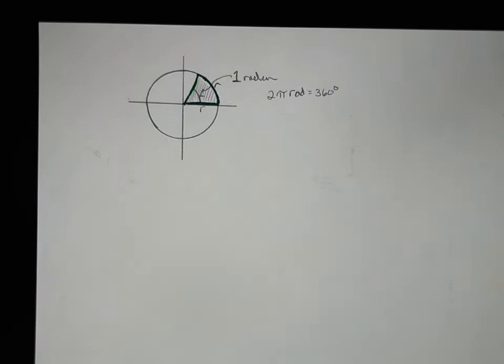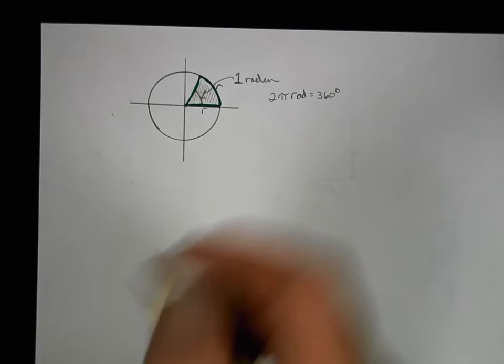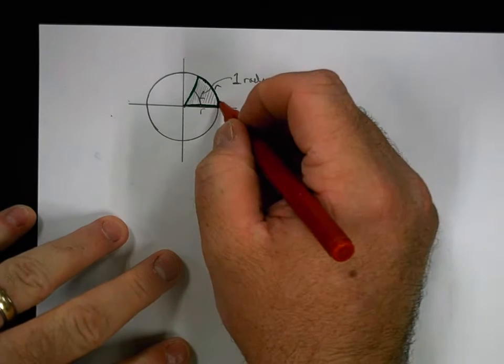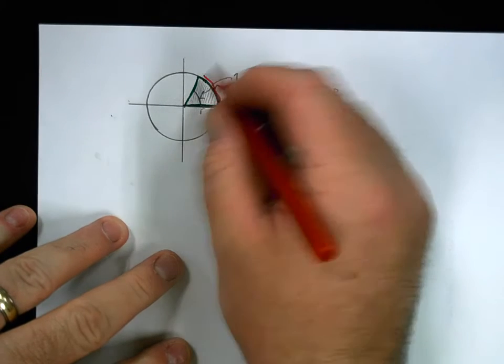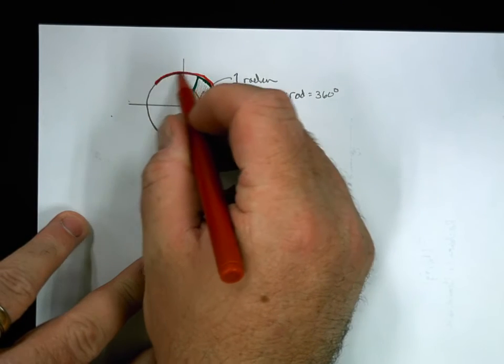All right. So let's say we find this arc length, S is what we'll call it, and it starts here, and our arc length S goes all the way around the circle to that spot right there.